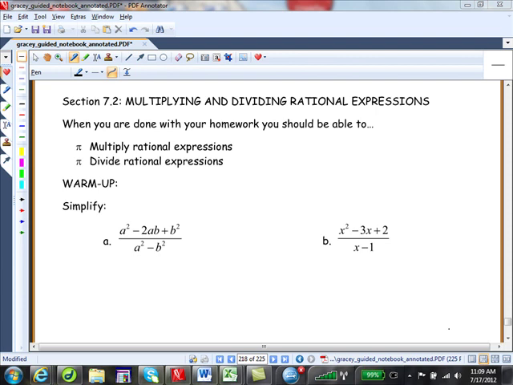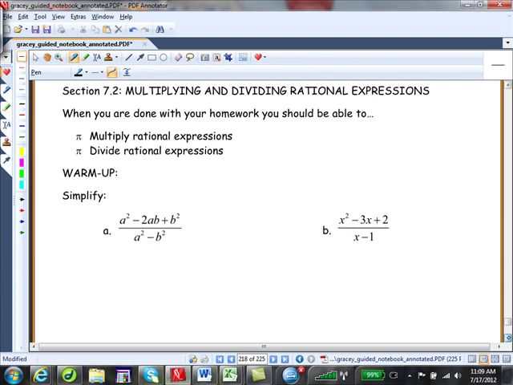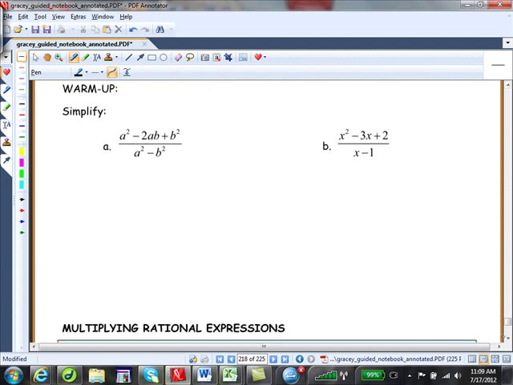So let's go ahead and get warmed up. Remember, the instructions are to simplify. All right, so let's see how you do. Remember, how do we start out doing this? It starts with an F. It's not a bad word. Good. Factoring. Right. Pause the movie. See how you do.